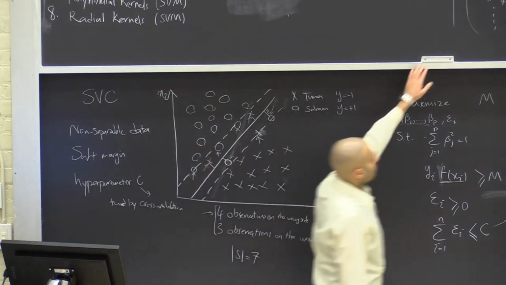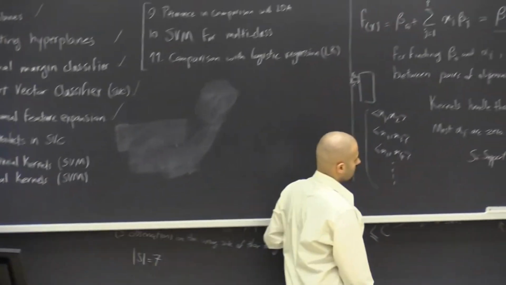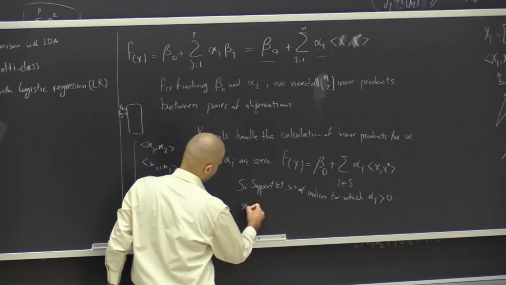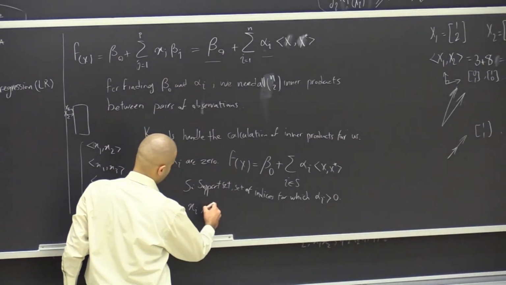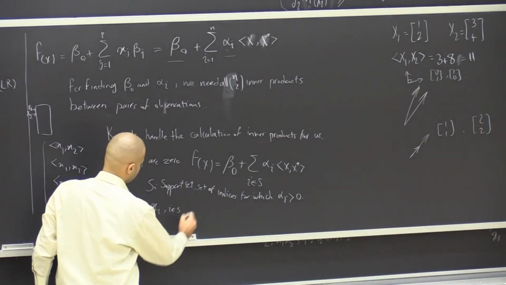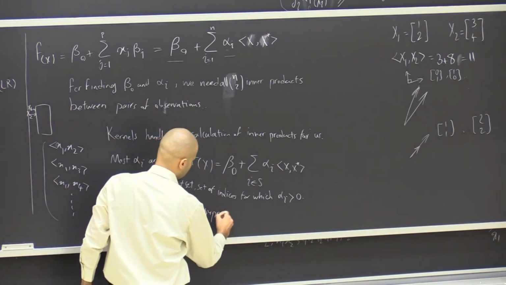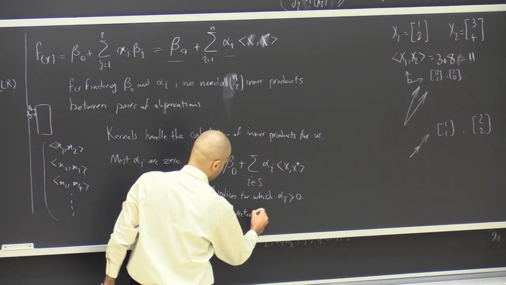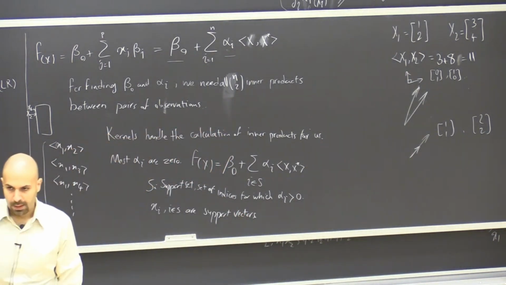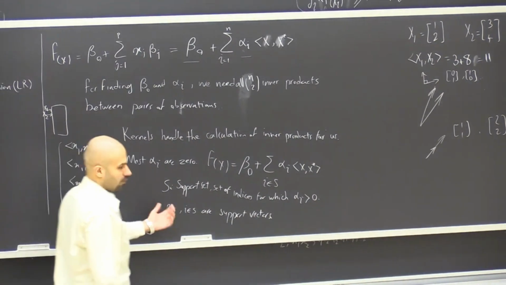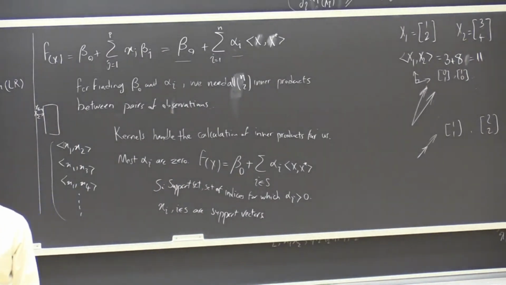So xi, such that i belongs to S, are support vectors. That's just a name that we have for these observations that define the orientation of the hyperplane for us.